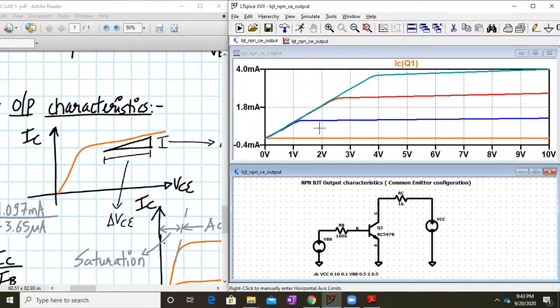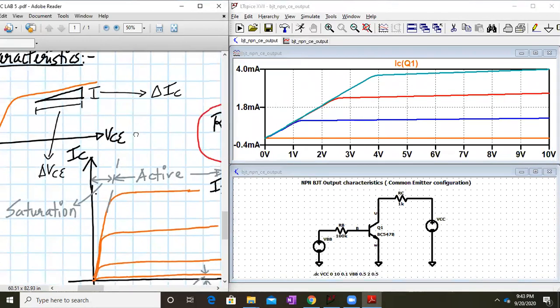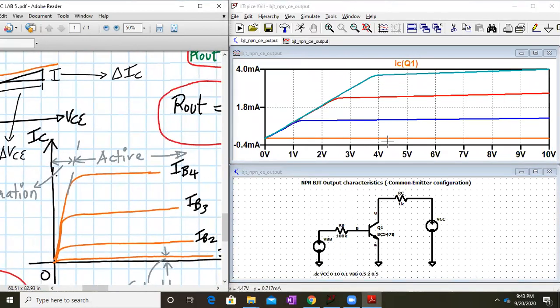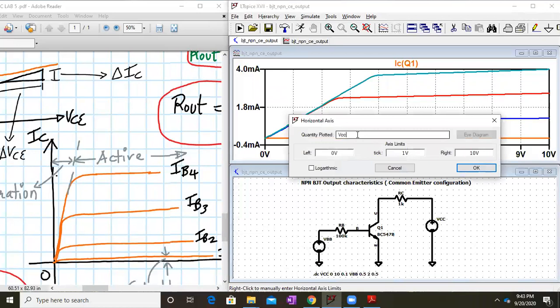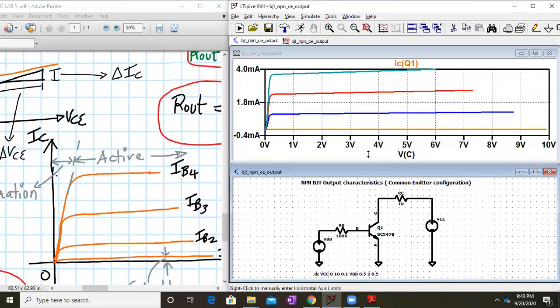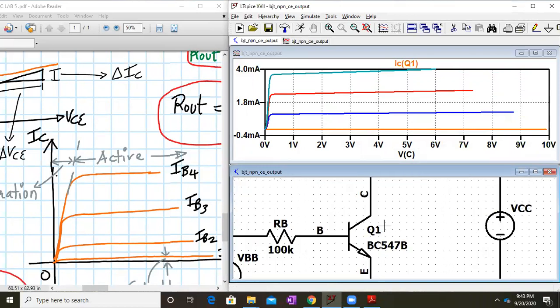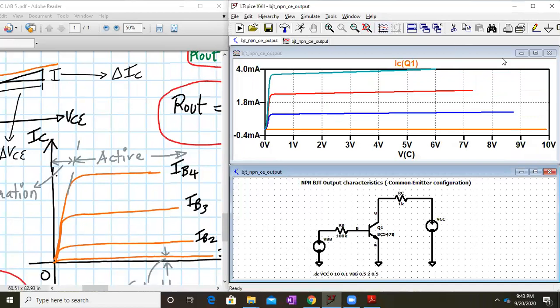Now, if you think this is your correct characteristics, you are again wrong. Basically, this characteristic is IC versus VCC. We have to plot VCE. The emitter terminal is grounded, so VCE will be VC only. I'll change it to V of C. Now, why is this working? Because we have labeled the terminals as collector, base, and emitter. That's why it's working pretty fine.